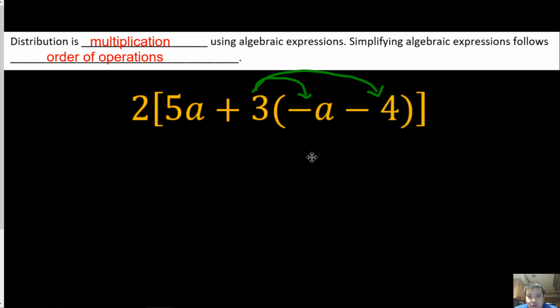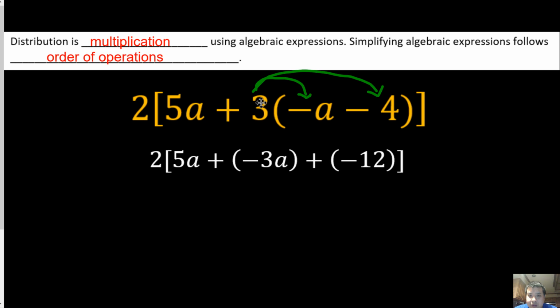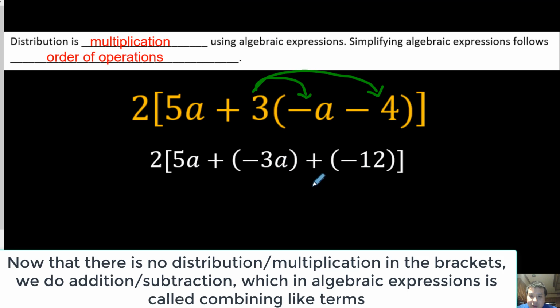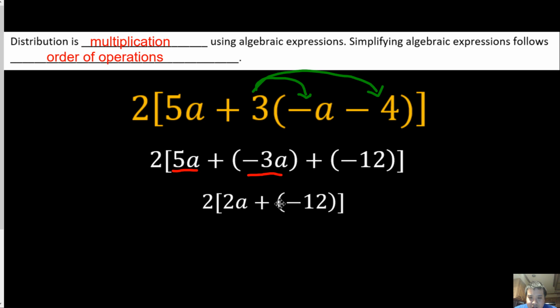When we do that, 3 times negative a is negative 3a, and 3 times negative 4 is negative 12. Now we have just addition, but we can't combine unlike terms. The only like terms are the 5a and the negative 3a, and when we combine those two we get 2a. We still have this addition sign, but we can't combine unlike terms, so we are done inside the brackets.